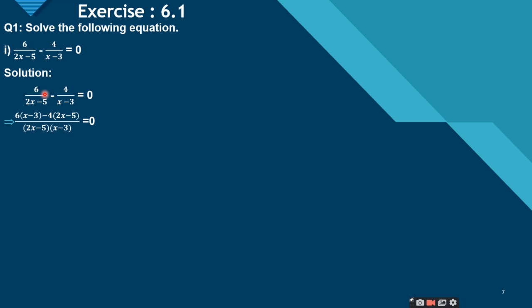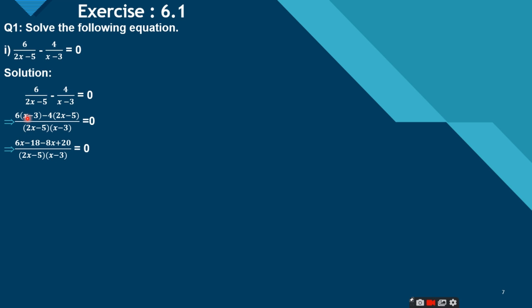Now you all know that the number by which we multiply the denominator, we have to multiply the numerator too. So similarly, here we have multiplied 2x minus 5 by x minus 3, so we have to multiply this 6 by x minus 3. And here we have multiplied x minus 3 by 2x minus 5, so we have to multiply this 4 by 2x minus 5.